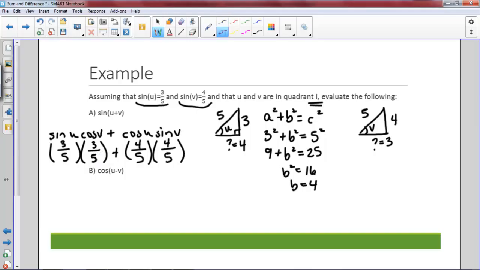All right, so now we can simplify, and we're going to get 9 over 25 plus 16 over 25, and that gives me 25 over 25, which is 1.